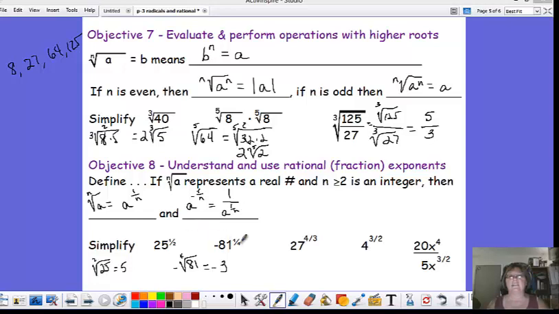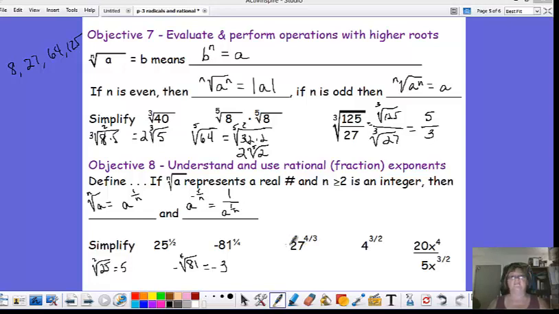And notice that that exponent only applied to the number 81, not to the negative sign out in front of it. If we had wanted it to include the negative sign, we'd put parentheses. That's not what we wanted. Okay? 27 to the 4/3 power. Now that just looks funky, folks.